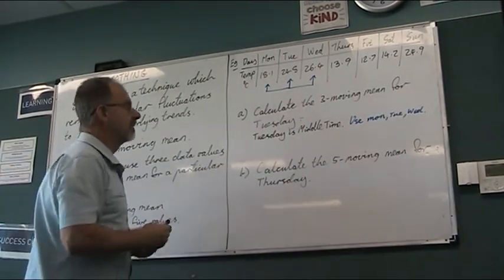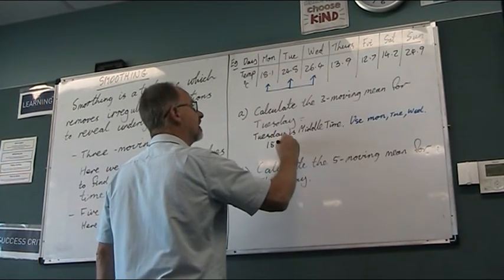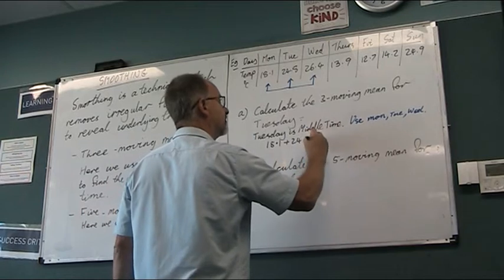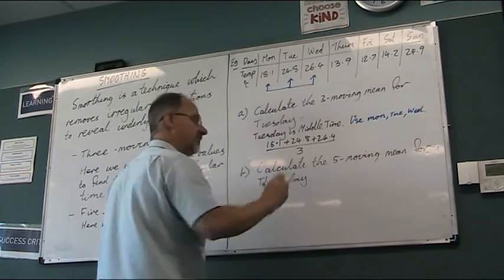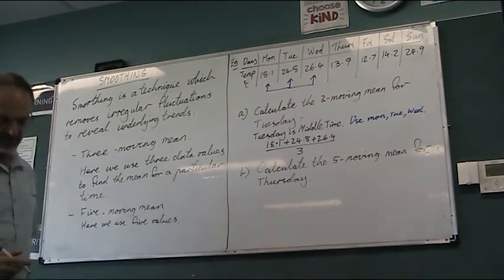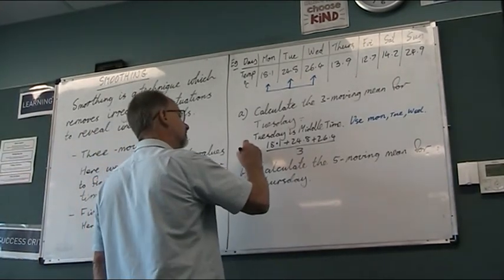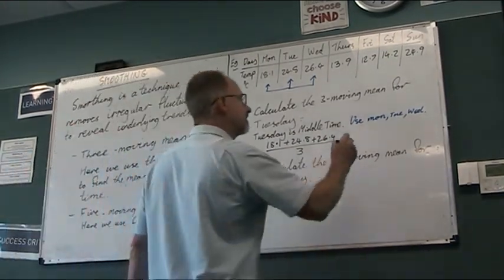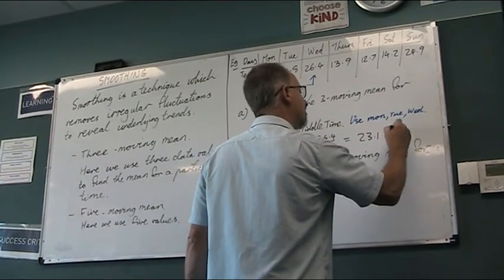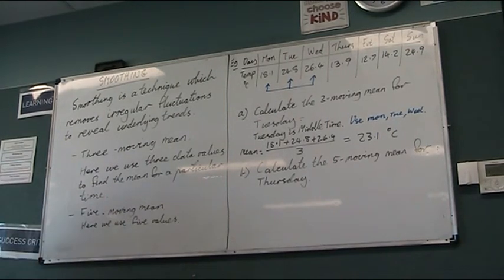And then we look at what the values are. So it's 18.1 for Monday, add the 24.8 for Tuesday, add the 26.4, because it's a 3 moving mean and there's 3 numbers, we divide that by 3, and then the answer, when you put that in your calculator, you get 23.1 degrees Celsius as the 3 moving mean value for Tuesday.